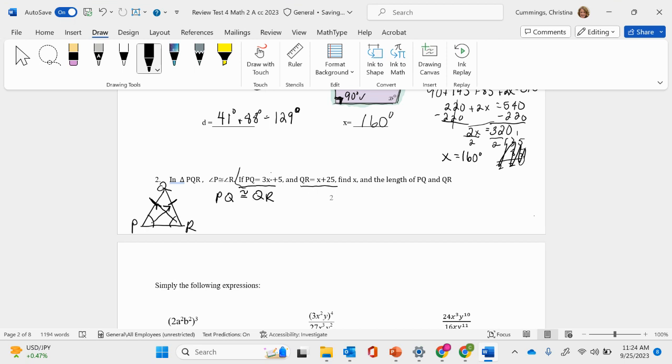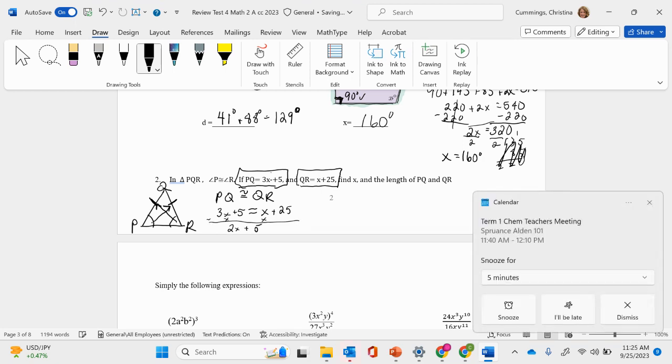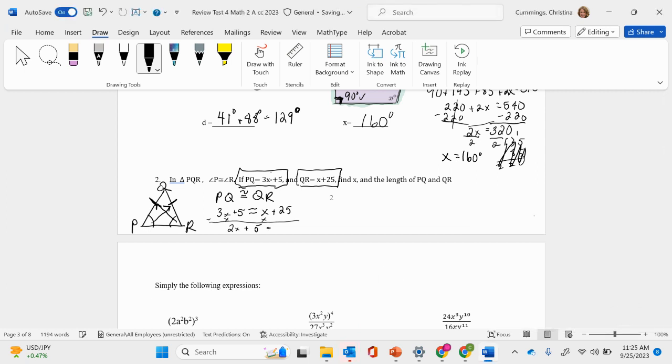Okay. Do we know PQ? PQ is 3x plus 5, congruent to, but we can just write that as an equal sign, x plus 25, which is what they told us that QR is. Solve for x. Subtract x from both sides. That leaves us with 2x plus 5 equals 25.